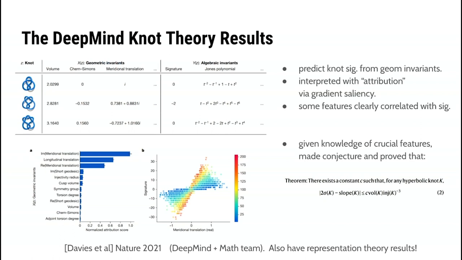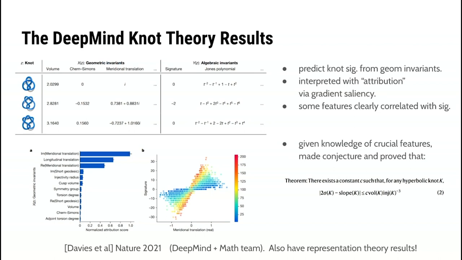So given good predictions of the knot signature, what they wanted to know is, can I understand or attribute how much of that prediction was based on certain input features versus others? So in particular, did certain geometric invariants play a much more important role than others in predicting the knot signature? And this is what this plot at the lower left is. There's some measure of just how much that feature matters. And you can see all of these input features, which are topological invariants of the knot, some of them mattered way more than others for predicting the knot signature.